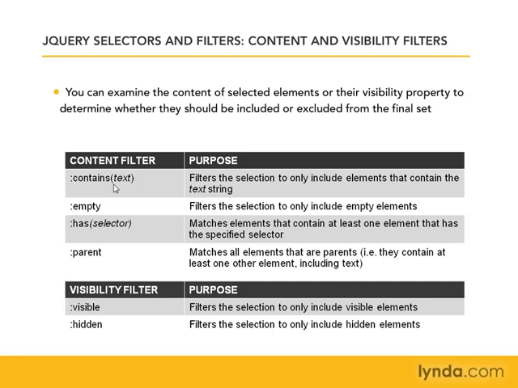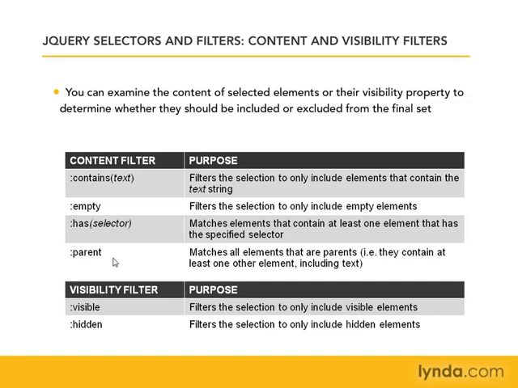There's the contains filter, and you pass it some text. What will happen here is jQuery will look inside the child elements of the element on the selector to see if they contain this text string anywhere within their content, any of their child elements. The next one, the empty filter, says only include elements in the result set that have no child elements inside them. The next one, the has filter, you pass that a selector, and this will filter elements in the result set that contain at least one element that matches this selector that you give it.